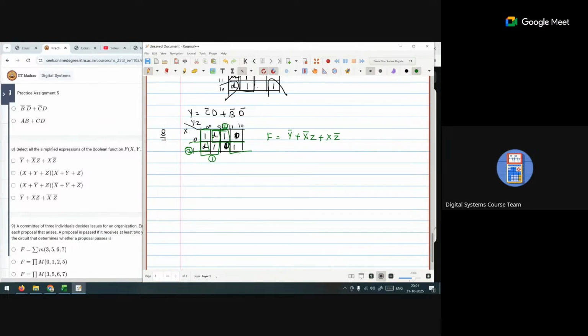Okay, and if we are talking about the POS form, only two terms are available. One is this 0 and one is this 0. Because if you see the D, we can't create a group with D. These two D's are not used to maximize the group size, so we can create an individual group. You can write the equation, I think so.